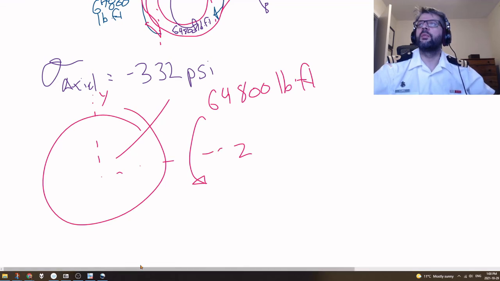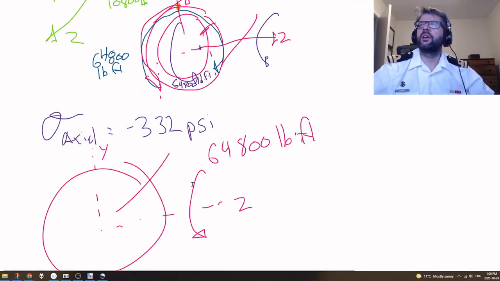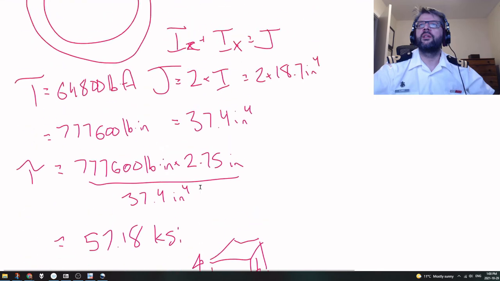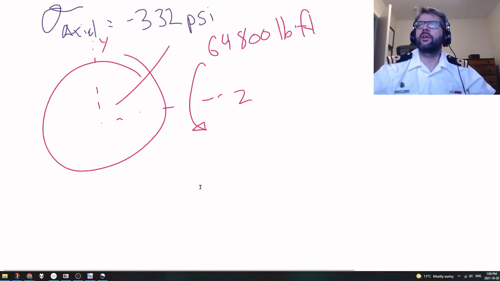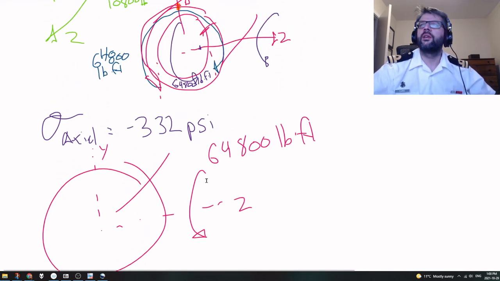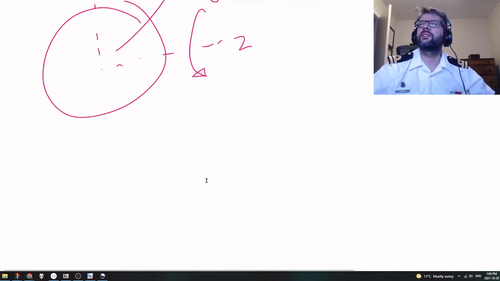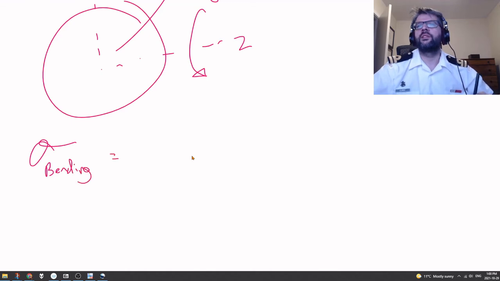The moment about the x-axis as well, it still causes torque. The magnitude of that torque again is proportional to the radius. So let's deal with the bending stress first. We'll deal with the bending stress first. So again, our bending formula is equal to M r over I.